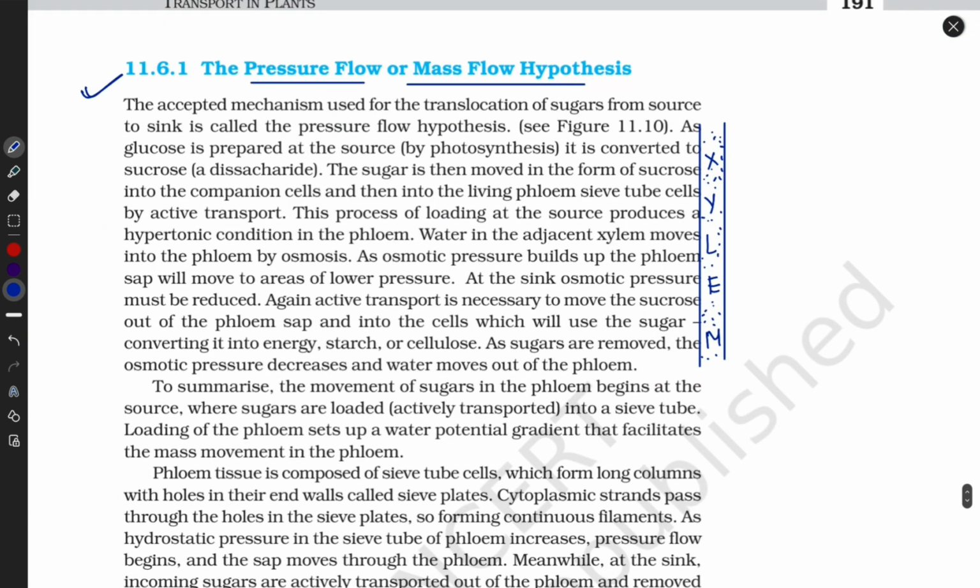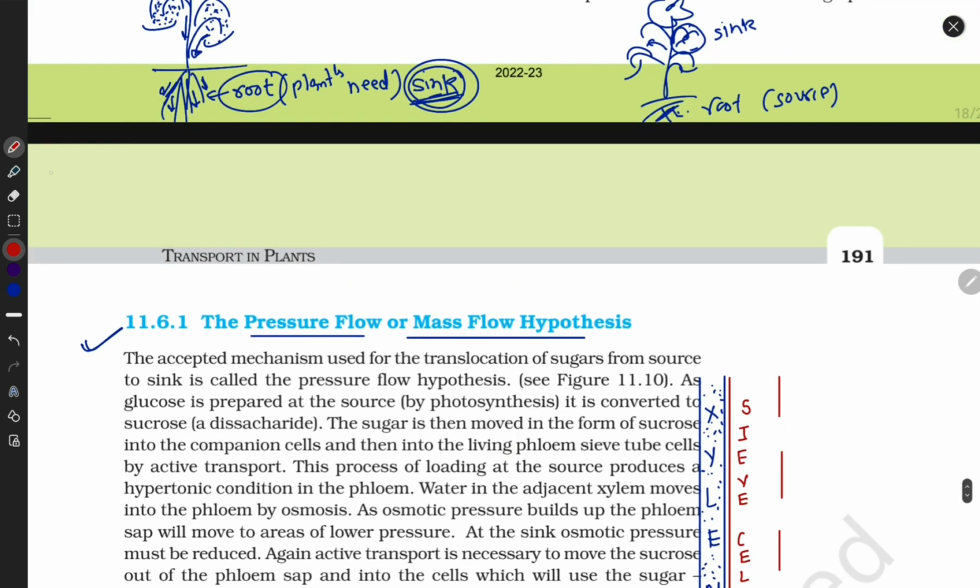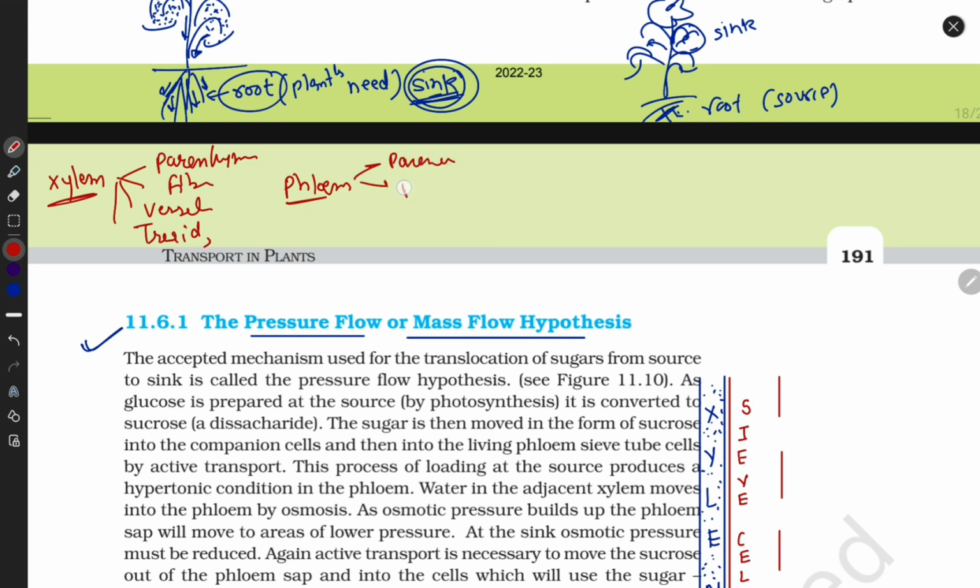Okay, guys? Now, here is phloem. We can call it a sieve cell. Yes, guys, I'll explain everything. We can say sieve tube, we can say sieve cells. We know that xylem has four parts: xylem parenchyma, xylem fiber, vessels, and tracheids. Similarly, phloem also has its subparts: phloem parenchyma, phloem fiber, companion cell, and sieve cell. In some plants, sieve tubes occur.